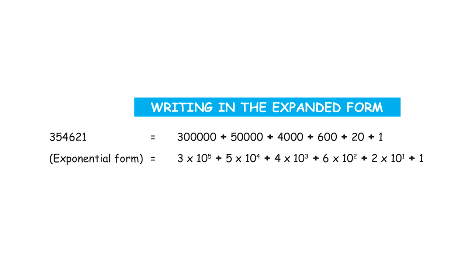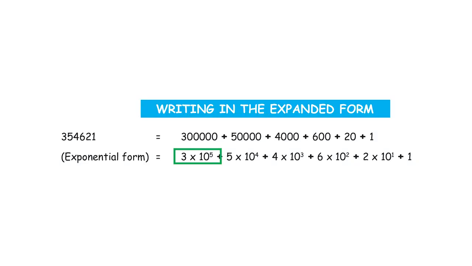Let's write a number in its expanded form. Let's see what that is. Here is your number 354621. How do you write that? So we write it as 3 lakh plus 50,000 plus 4,000 plus 600 plus 20 plus 1. That is your expanded form.